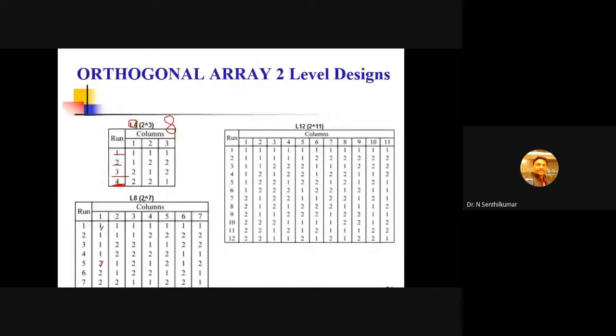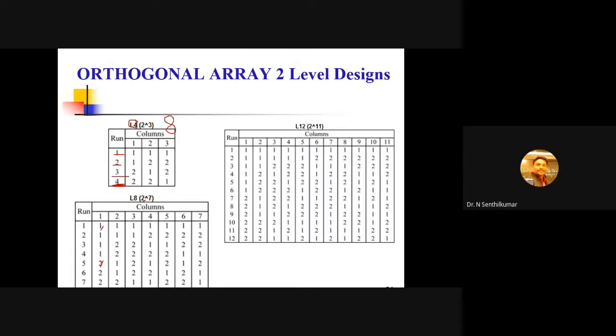2 levels means... Sir, can I ask one more? Sorry for the interruption. No issues, madam. We are getting it is already different. How are we getting these 4 experiments from Taguchi? I didn't get you, sir.